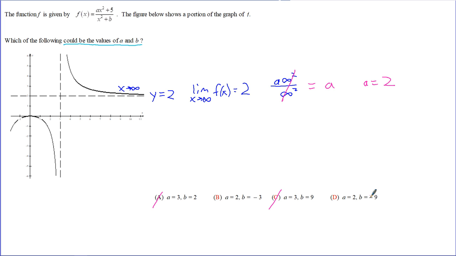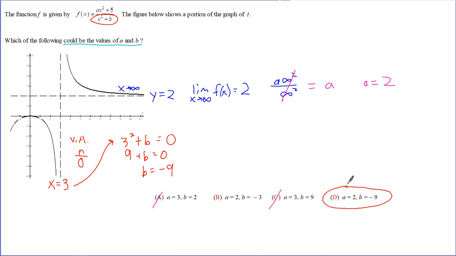Let's take a look at our vertical asymptote now. A vertical asymptote comes from something completely different. The equation is x equals, in this case, you can see it's 3. What this tells us is that when x is 3, remember our vertical asymptotes happen when we get some number divided by 0. In other words, it makes the denominator 0. So if we substitute 3 into our denominator for x, we get 3 squared plus b equals 0. That gives you 9 plus b equals 0. So b would have to equal negative 9, when we subtract the 9 over. That means our correct answer is D.